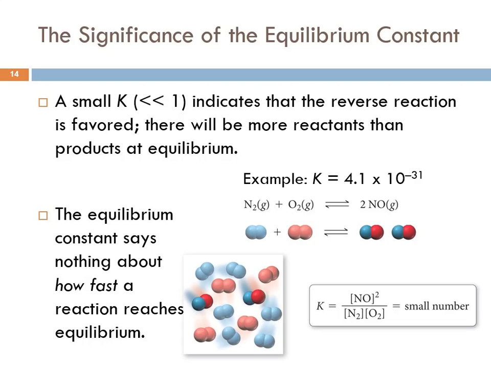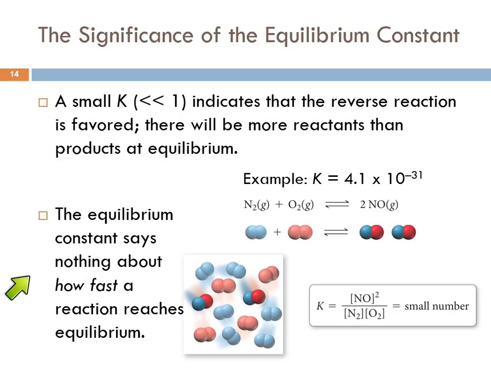If K is very small, here's an example, 4.1 times 10 to the minus 31. Mind-bogglingly small number. That indicates that the reverse reaction is favored. So if we look at the equilibrium constant expression, and this is a very small number, that tells us that the numerator is small and the denominator must be big. To get a small number, you take a small number and divide it by a really big number. You get a really small number. So small K tells us there are going to be more reactants at equilibrium and very few products. The reverse reaction is favored.